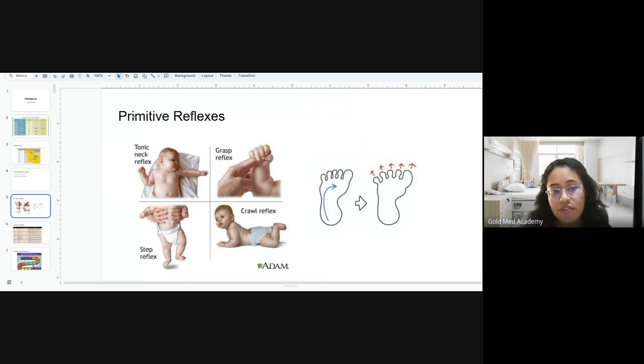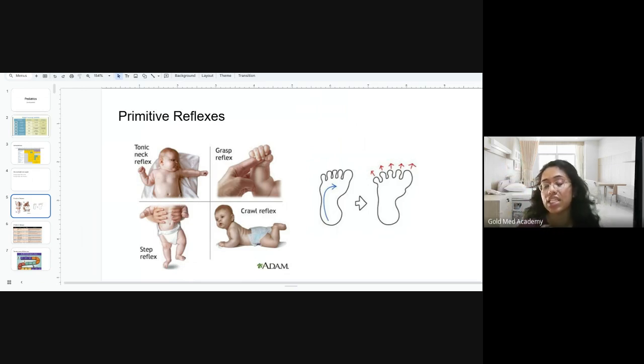Let's start off with a simple one. This is the grasp reflex. You've often seen people tell you, oh, the baby just loved me so much that they grabbed my hand. Maybe they do, okay, but it's more of a reflex. When you put your finger into the baby's palm, it is an automatic response for them to grab onto that. That is known as the grasp reflex.